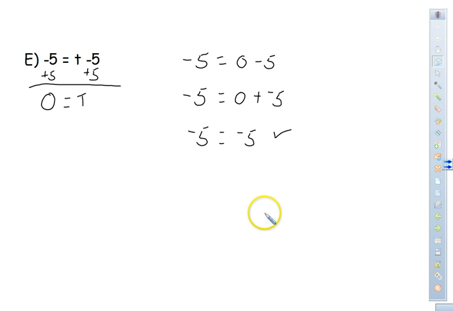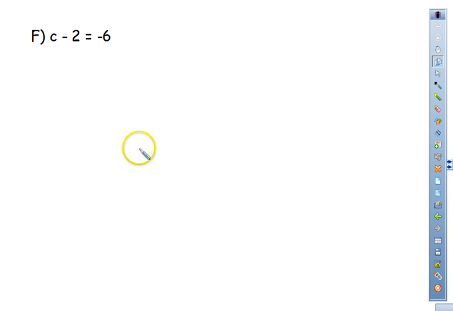Both negatives. Okay, that one's a little more difficult, mainly because when we see 0 minus 5, we think it's always going to be 5. That would be if it were 5 minus 0. So be careful with that. Okay? And our last problem, go ahead and hit pause and you can solve this.